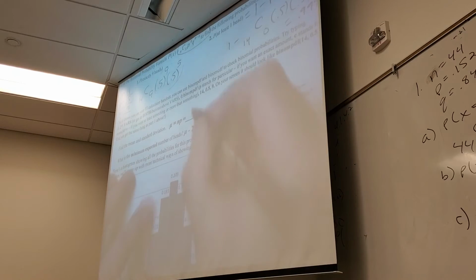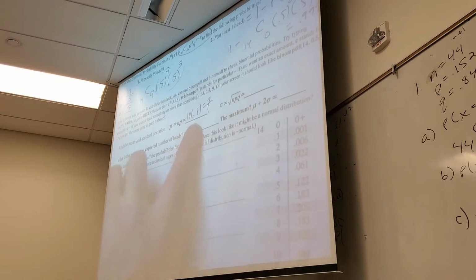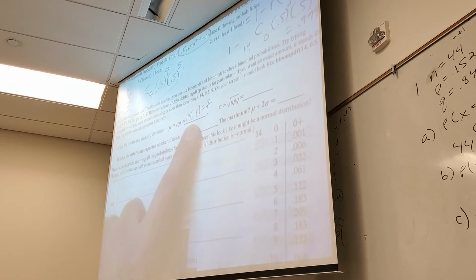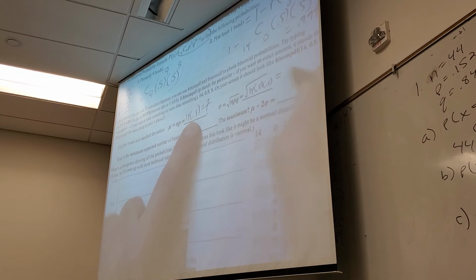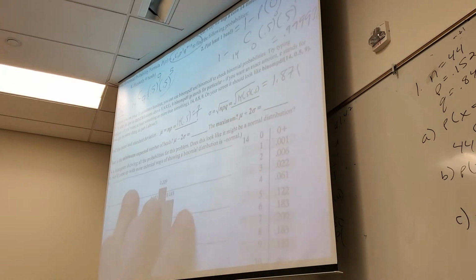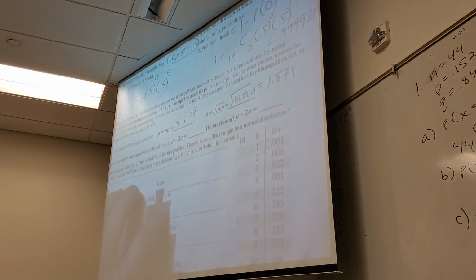So what does the mean? We already figured it out. 14 times 0.5 is 7. So I expect around 7 heads. What's the standard deviation? 1.871. Is that cool? You guys can double check that.